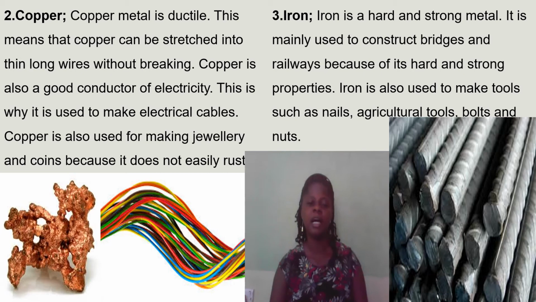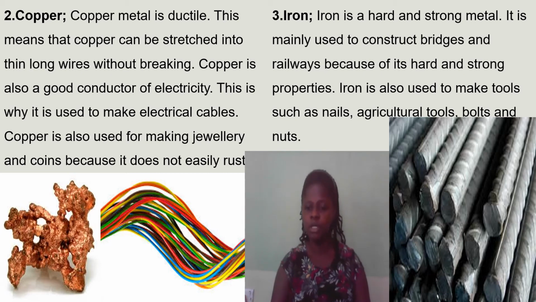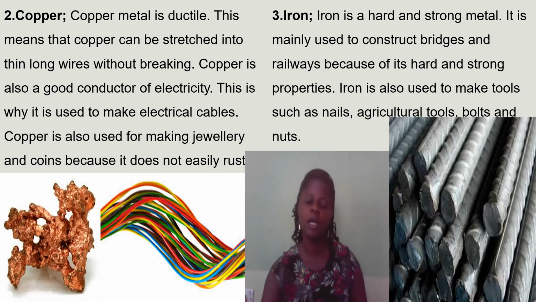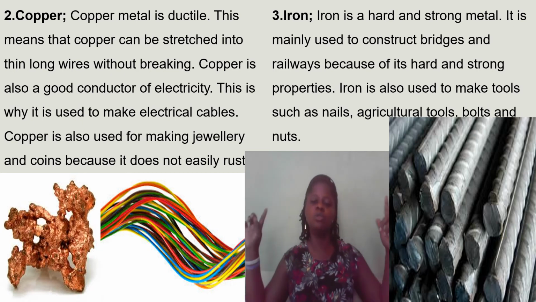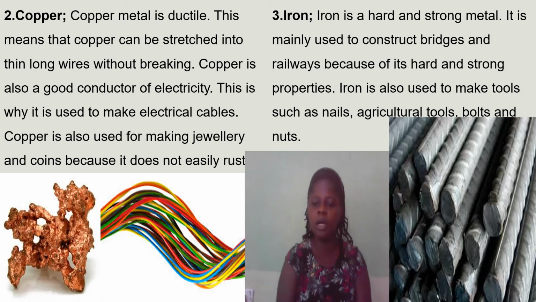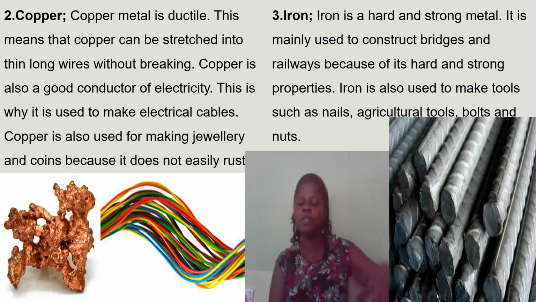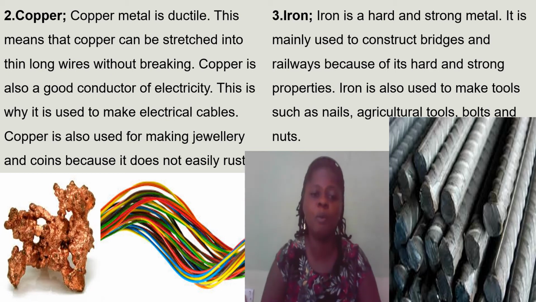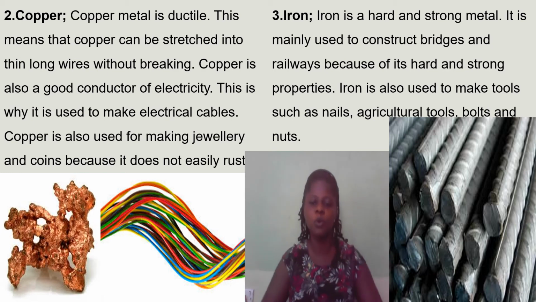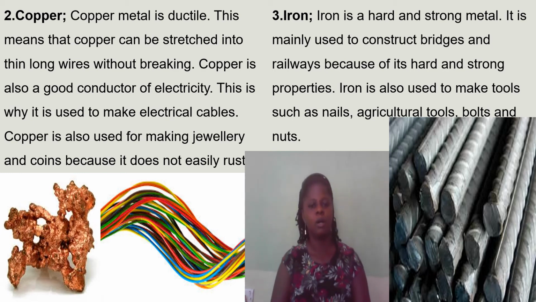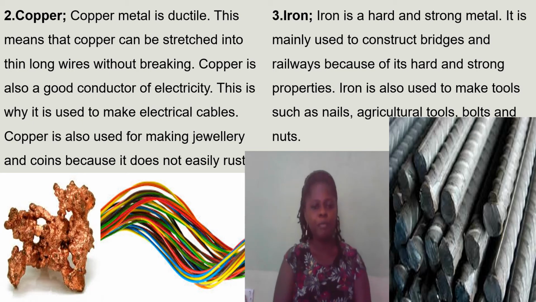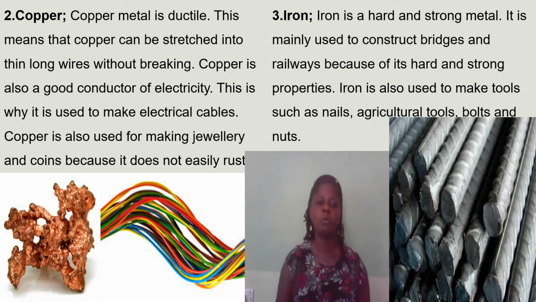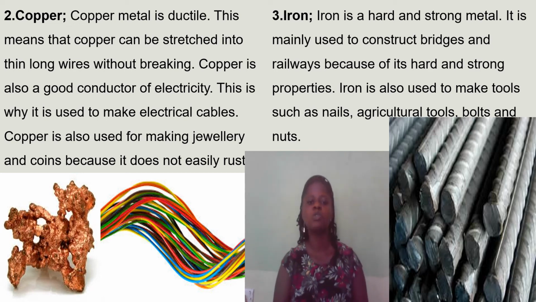Like I said earlier, because of that, it is used in making electrical cables. The wires that are used in wiring our houses, our school, the wires that we see even outside on those electric poles, copper is used in making some of those wires, right? Apart from the electric cable, it is also used in making jewelries and coins, because it does not rust easily.